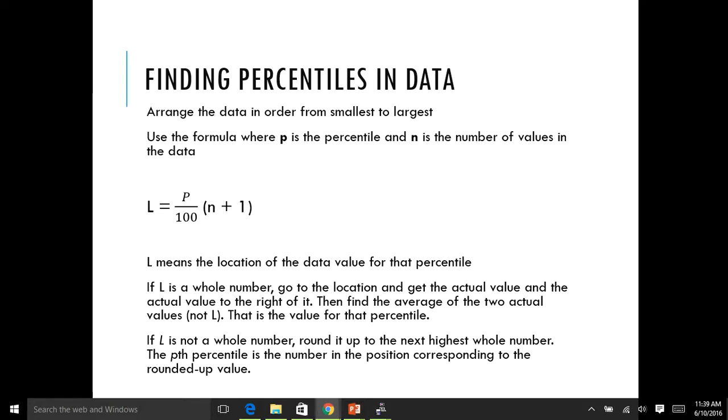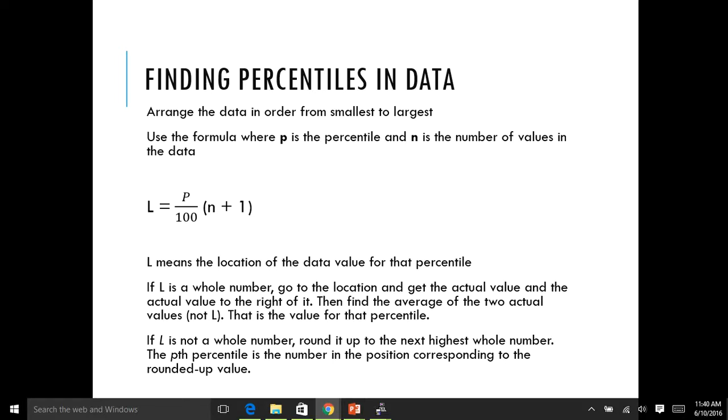L only means the location of where the data value is in the data set. It doesn't mean that's the actual number you're going to use. A lot of times people put that in and that's incorrect. Once you solve the equation and get L, if L is a whole number, you go to where L is. Remember, L is the location. You go to the location and get the actual value, and then you get the actual value above it and find the average of the two. If L is not a whole number, you round up to the next highest whole number. Then when you go to that location, that is the actual value for that percentile.